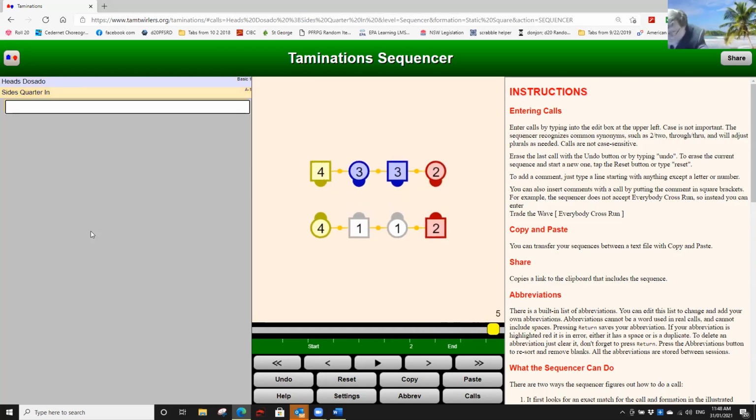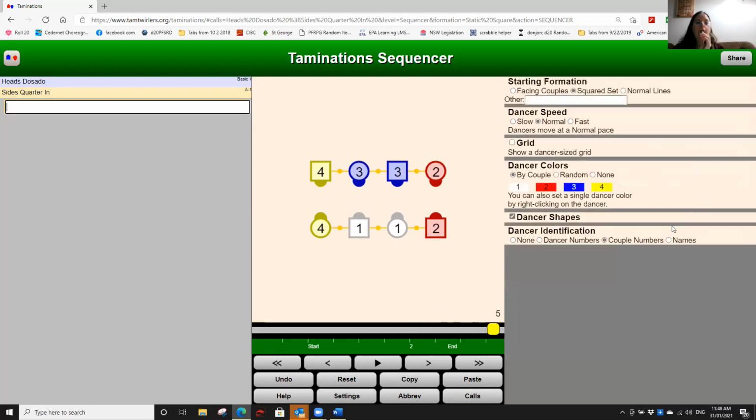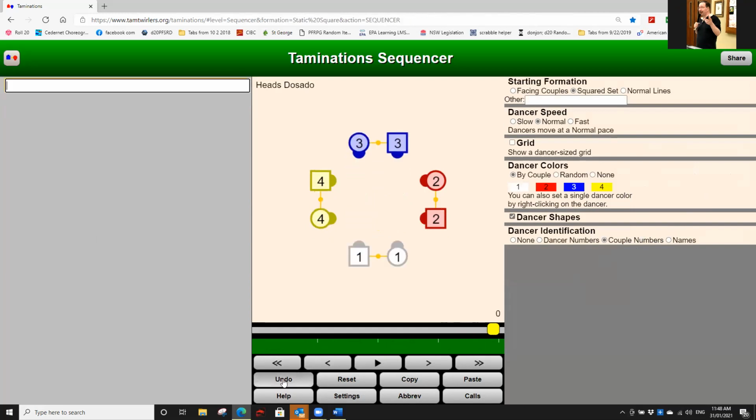So here's 2 lines, right? Now we only need one of them really, but normally they're done as double lines, like everything. Okay, so now let's square the set back up again. Ends back. Okay, and the heads star through.